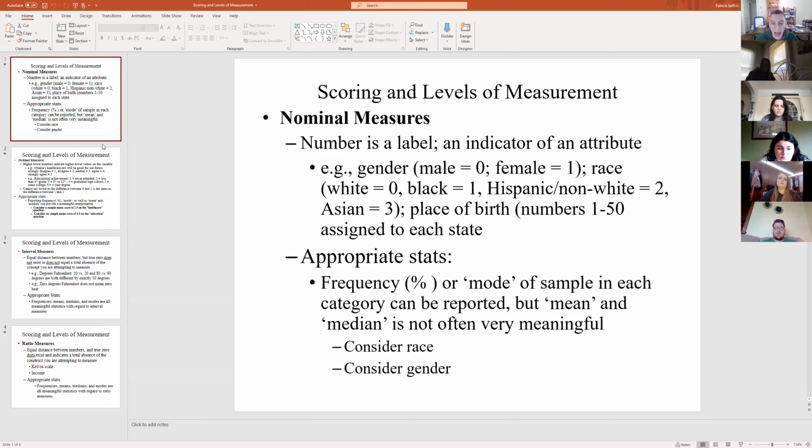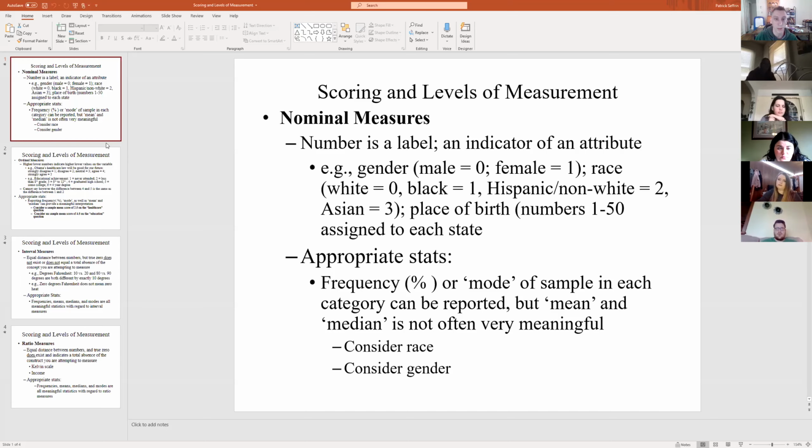So you could ask that kind of question, but it makes no sense to report on the median gender or the median race or average race or average gender. Those statements just don't make sense. And so for nominal variables, we're pretty limited, at least initially when we do descriptive statistics, on what kind of statistics we can use on nominal variables.